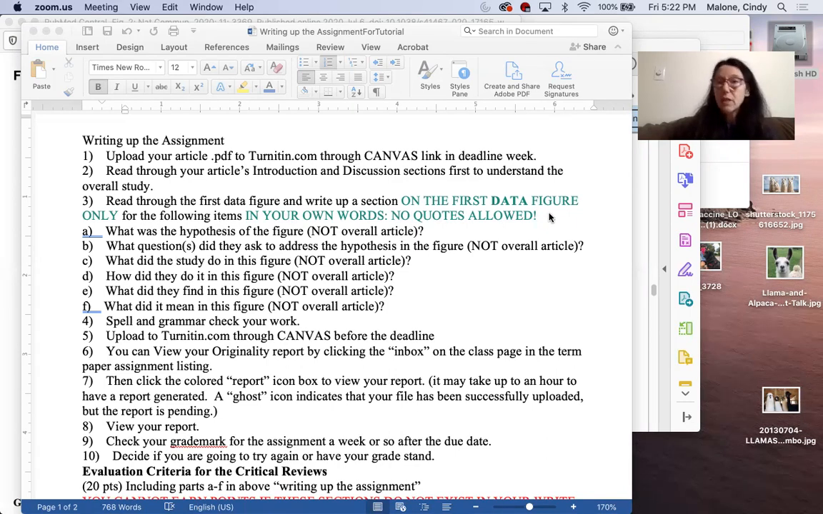Okay, what does that mean? First data figure: you want to find a figure that has an experiment in it, so it can't be a flow chart. You want to look for a graph, like a bar graph, line graph, or a PCR gel, or something that you can understand.